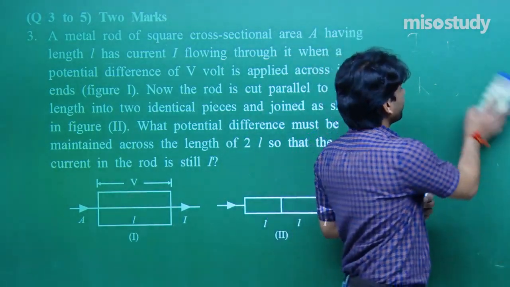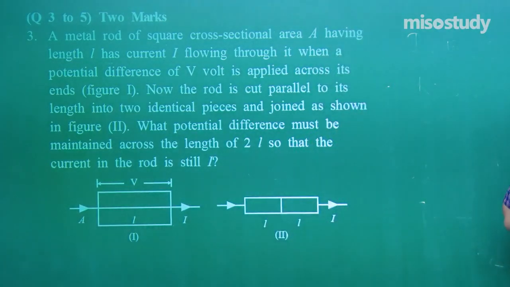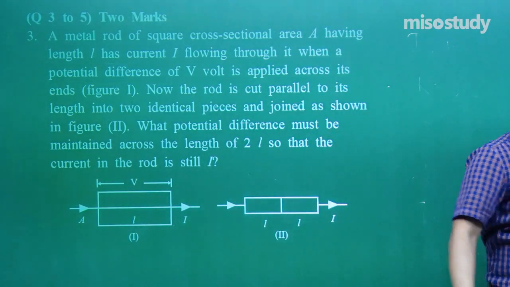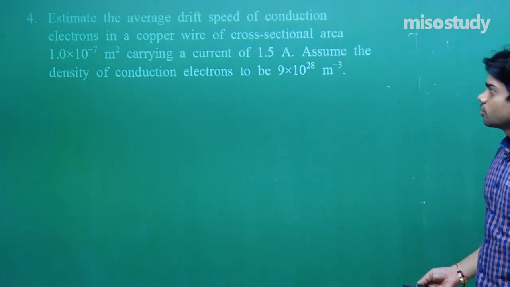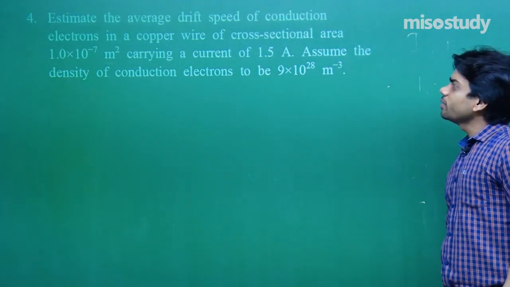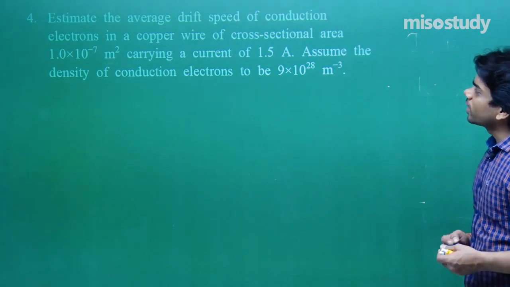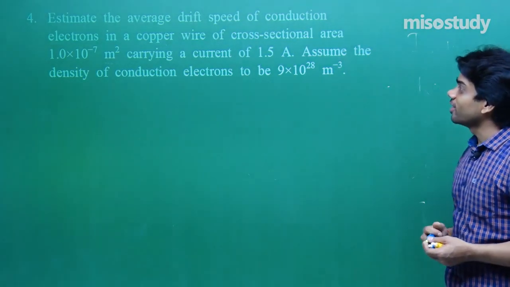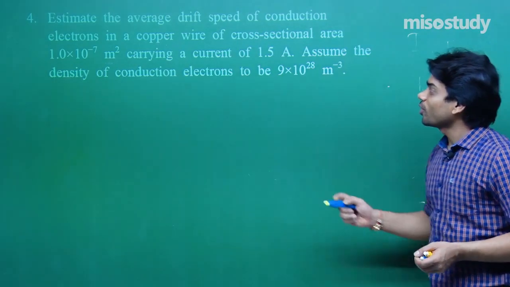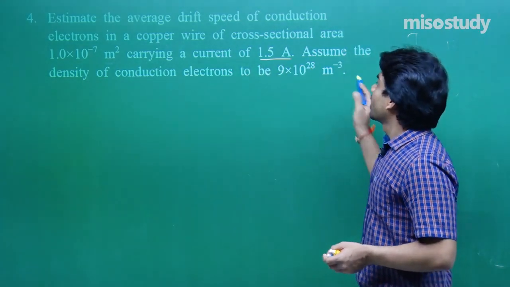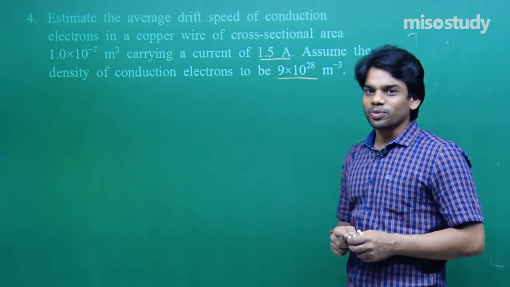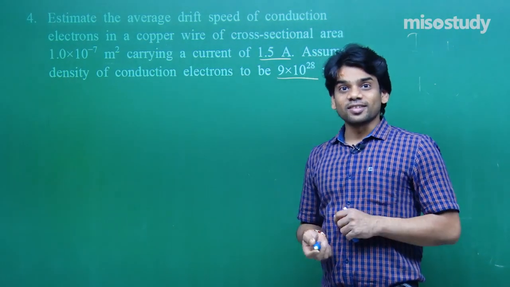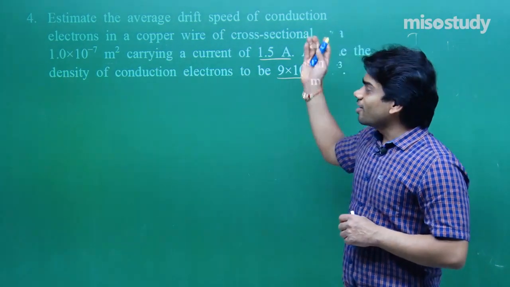Now let's go ahead with the next part. Now we have the next question of the class, and that is question number 4. Estimate the average drift speed of conduction electrons in a copper wire of cross sectional area 1 times 10 power minus 7 square meter, carrying a current of 1.5 ampere. Assume the density of conduction electrons to be 9 times 10 power 28 per cubic meter. Everything is given. Estimate the average drift speed.